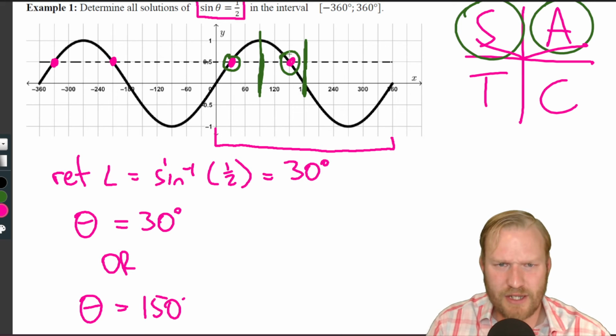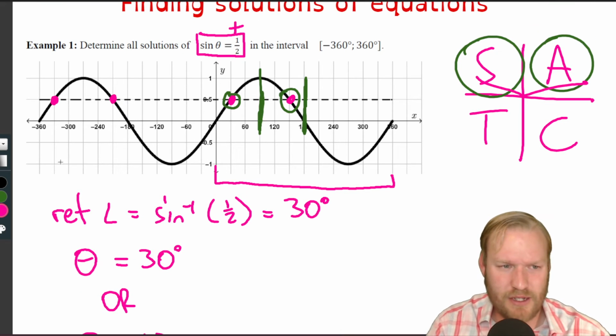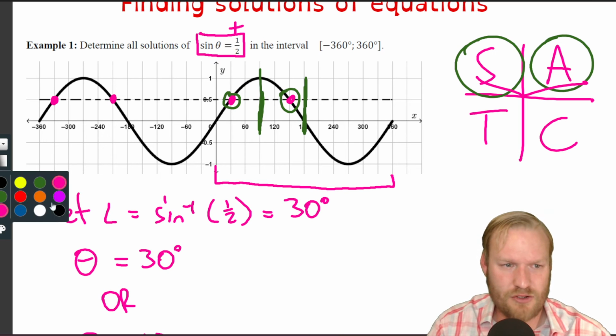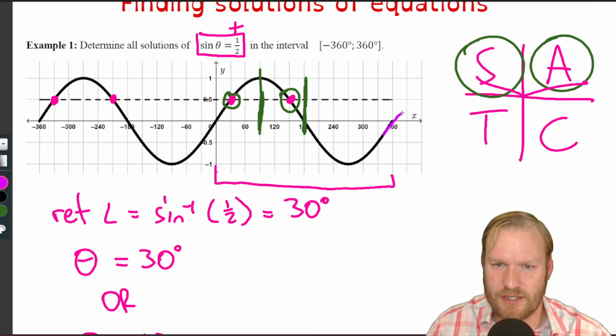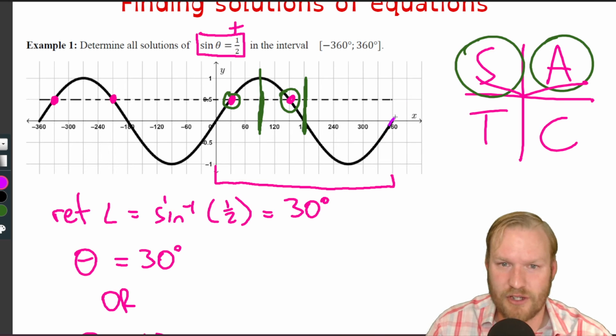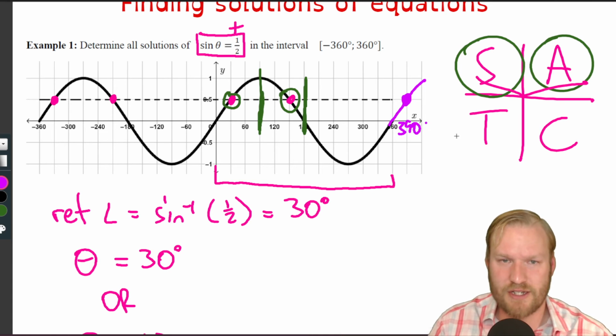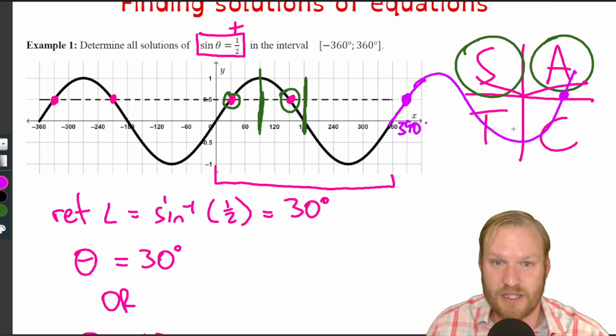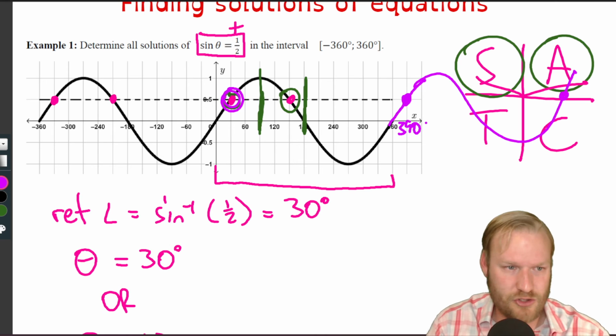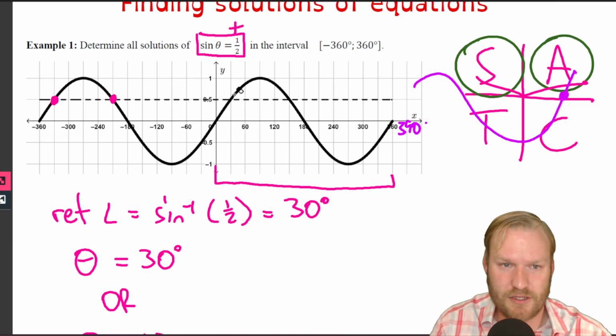But wait a second, in terms of the graph, we see more clearly that the graph repeats itself, and the period of the graph is 360. So as it goes along, it's going to keep going up here, and you'll see there will be another solution at 390 degrees. The graph will keep going, and there'll be another one 360 degrees later. Or we could subtract. This solution here, 30 degrees, could also have gone back by 360 degrees, and we'd have another solution back there at minus 330.